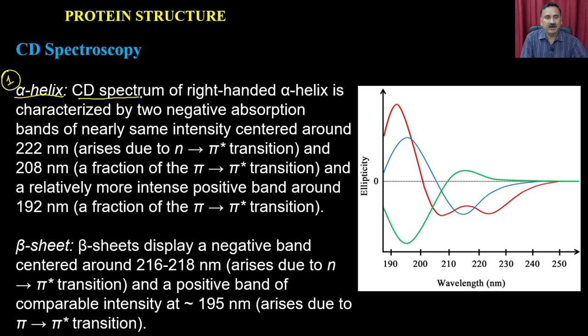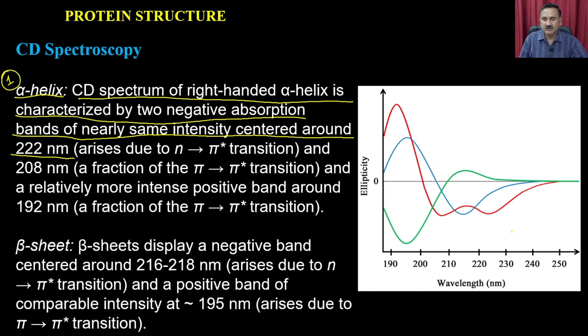For the alpha helix, the CD spectrum of a right-handed alpha helix is characterized by two negative absorption bands of nearly the same intensity centered around 222 nanometers. This is the negative region of the first peak, which you are going to expect in the alpha helix, and it comes from the n to pi star transition. Then you are also going to have another dip at 208 nanometers, and that is because of the pi to pi star transition. And a relatively more intense band around 192 nanometers is going to be because of the pi to pi star transition.